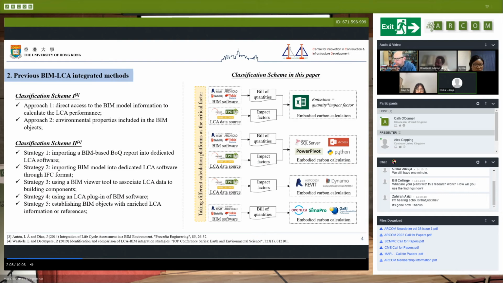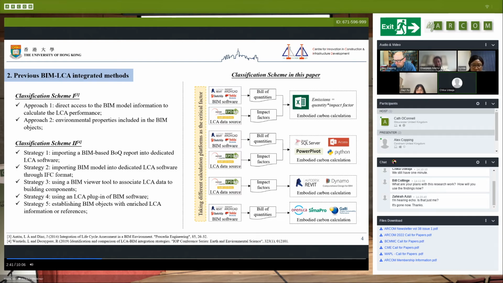Many researchers have developed BIM-LCA integrated methods in recent years. Here I provide 2 classification schemes from other researchers. Scheme 1 proposes 2 types of approaches, and Scheme 2 provides 5 strategies. However, these 2 schemes do not have a clear basis and cannot provide a comprehensive classification system. In our paper, we divided BIM-LCA integrated methods into 4 categories, taking the calculation platforms as a critical factor.